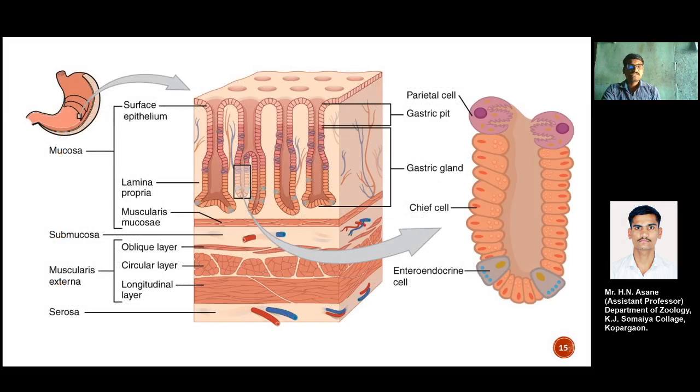As you can see in this picture, there are four layers: mucosa, submucosa, muscularis externa and serosa. We will see the muscularis externa and serosa in the next slide. Until now, let's focus on this.